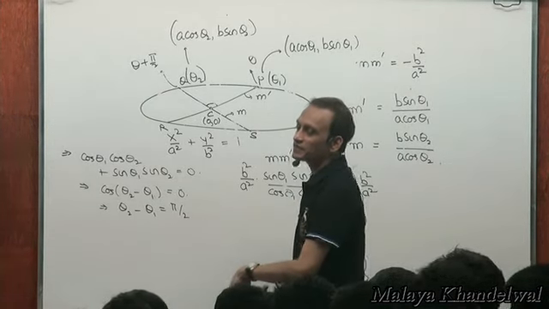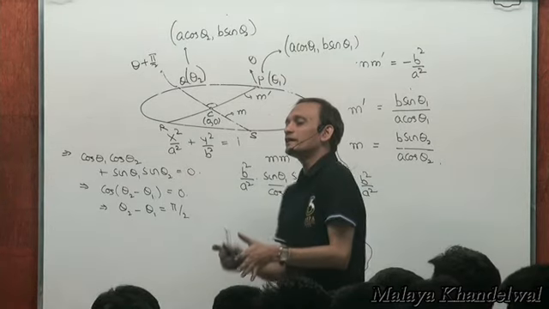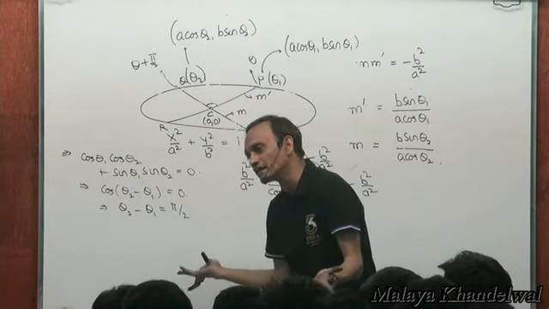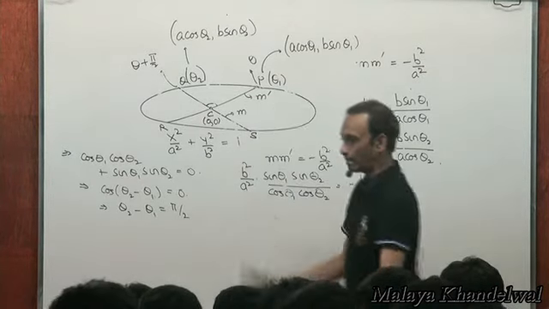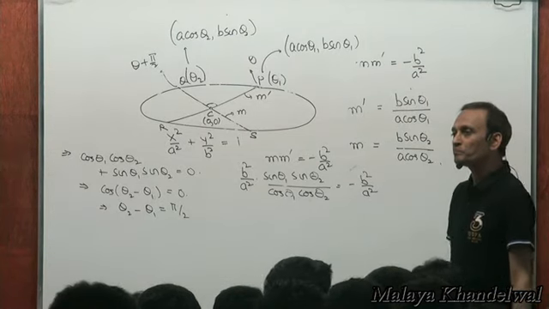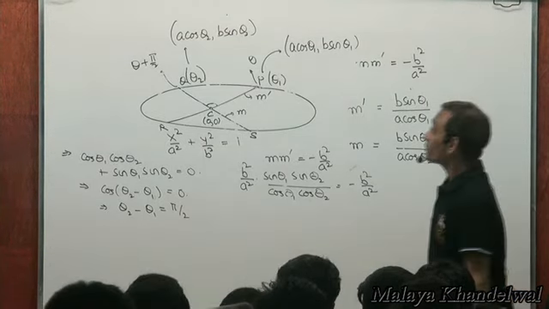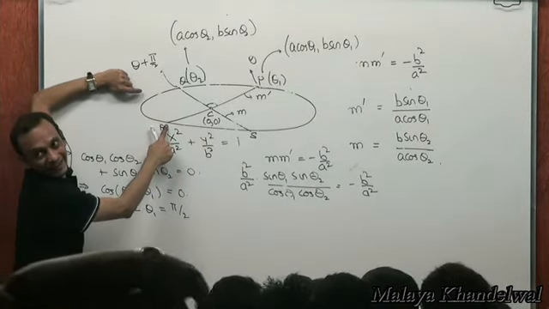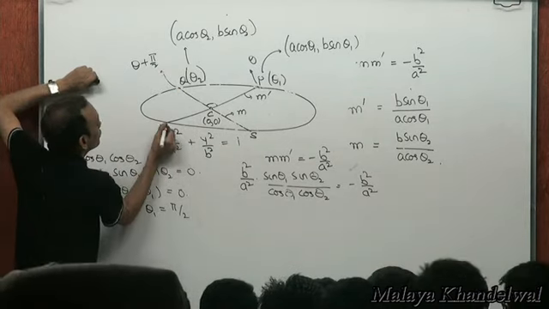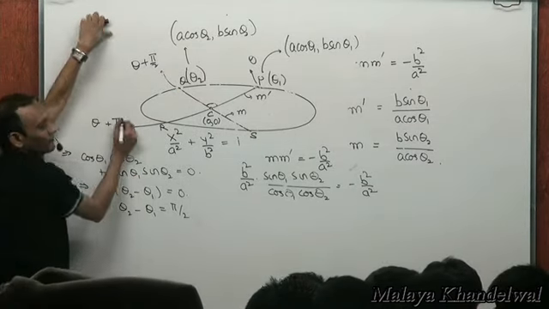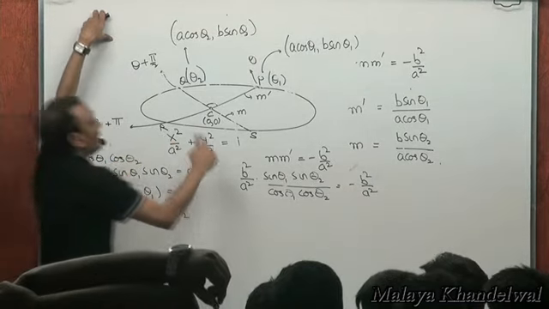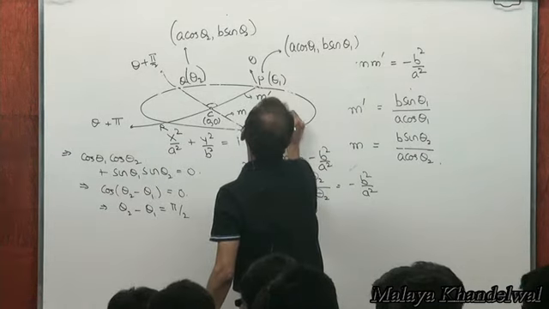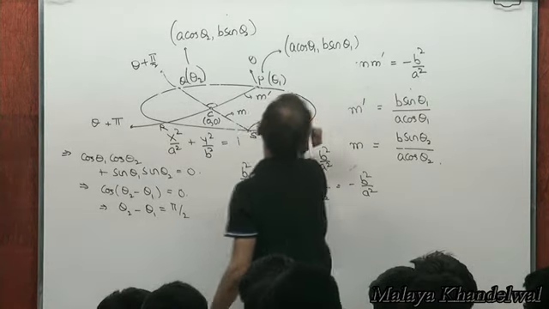Then 1 plus tan theta 1 tan theta 2 would be 0. That means tan of theta 1 minus theta 2 would be undefined. Therefore theta 1 minus theta 2 is 90 degrees. It doesn't make a difference, isn't it? Is that okay or not okay? Okay. So now if this and this differ by 90 degrees, this and this must also differ by 90 degrees. Therefore if this is theta plus pi by 2, this must be theta plus pi. Add another pi by 2, and this must also differ by 90 degrees. So if this is theta plus pi, this must be theta plus 3 pi by 2.